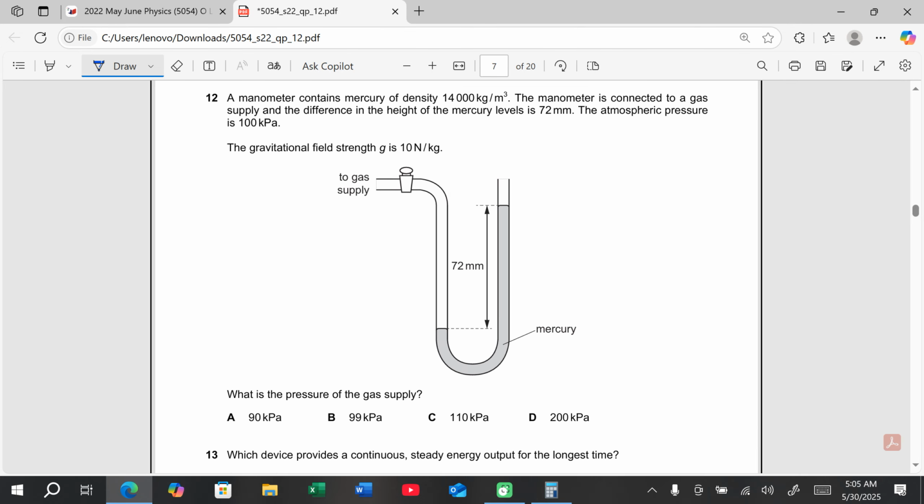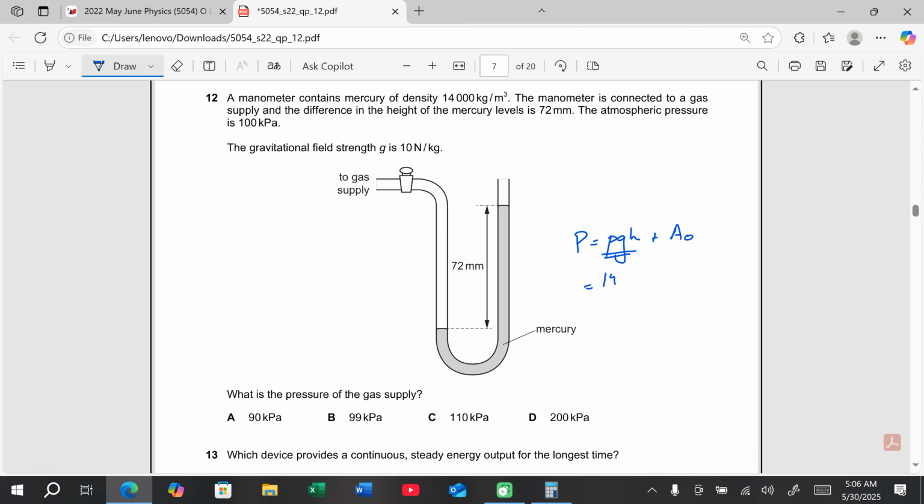A mercury manometer contains mercury with this density. The manometer is connected to the gas supply. The difference in the height is this. Atmospheric pressure is this. What is the pressure of the gas? So that's very easy. First of all, you will apply rho gh, and then you're going to add atmospheric pressure to it, because when you apply rho gh, this is the pressure difference, not the actual pressure of the gas. So you need to add atmospheric pressure to get the total pressure.